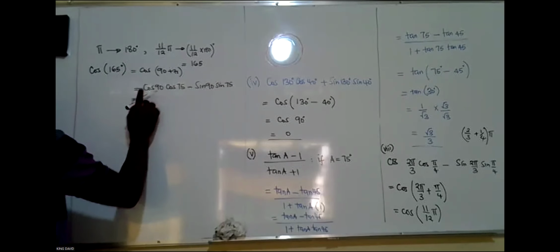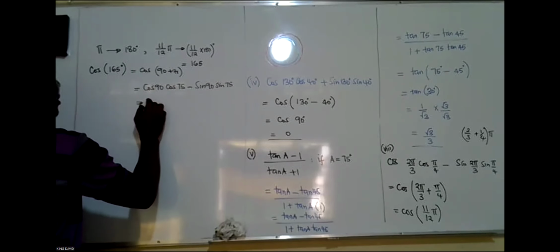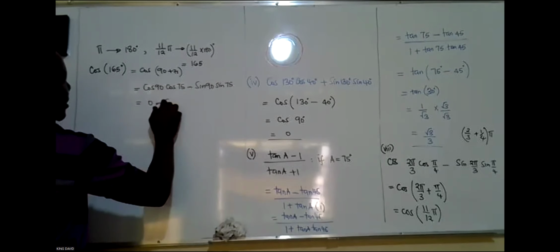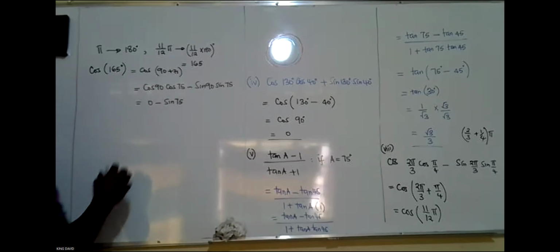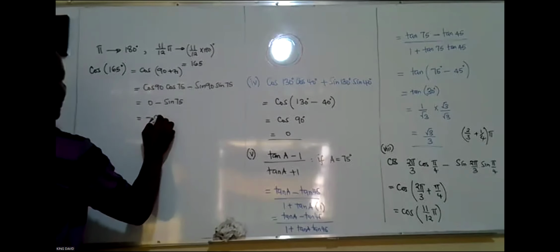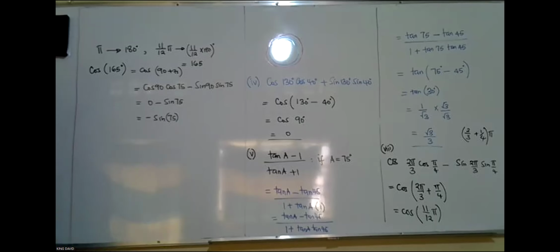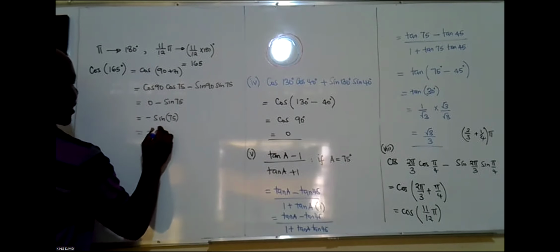Cos of 90 is 0, so this is already 0. And sine of 90 is 1, so it is minus the sine of 75. So this is negative sine of 75. So we work on 75 again. We can use 30 and 45.